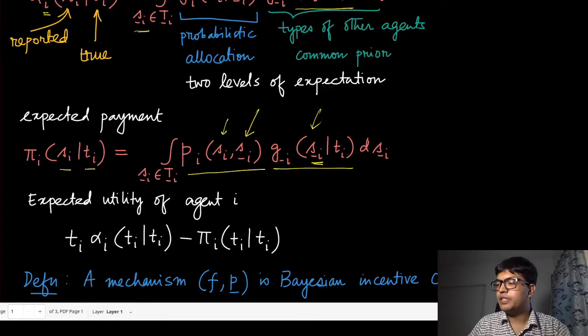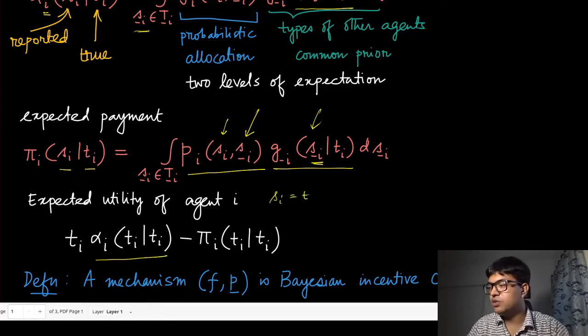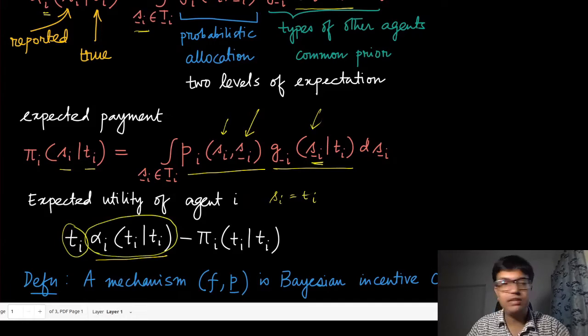And therefore the expected utility will be just that. When agent I is reporting his type truthfully, so S_I is equal to T_I, in that setting you can write it as T_I multiplied by the expected probability of this allocation minus the expected payment. So this is the interim utility that this agent I is getting.